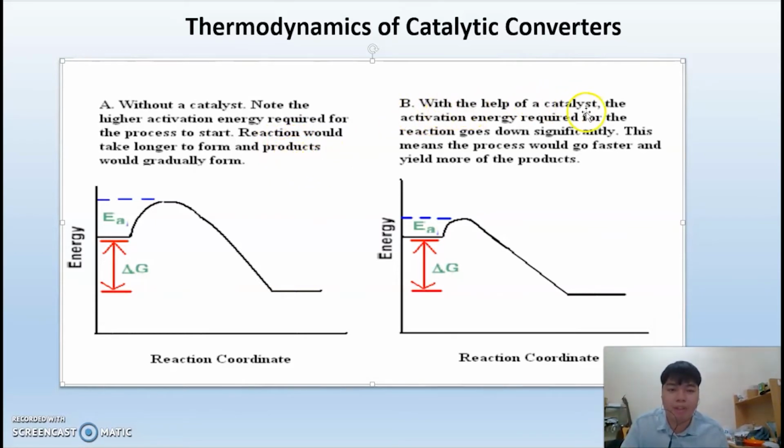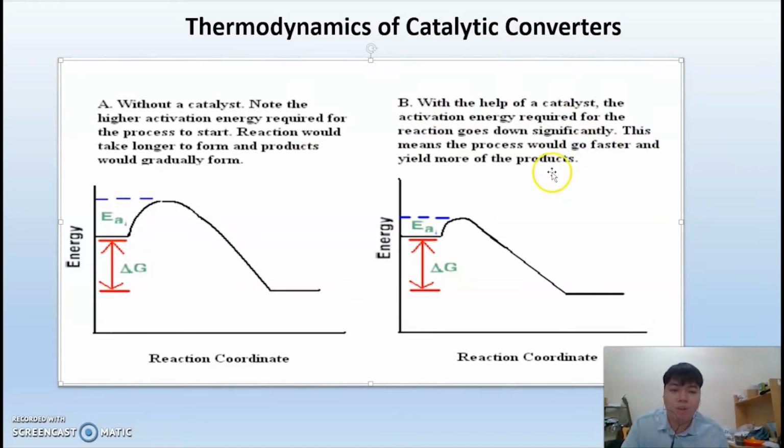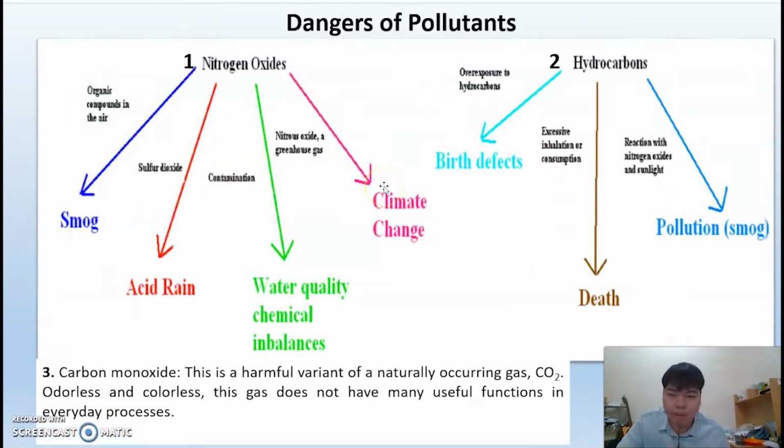So the next is with the help of a catalyst, the activation energy required for the reaction goes down significantly. So this means the process would go faster and produce more products. Okay. The next is the dangers of pollutants.